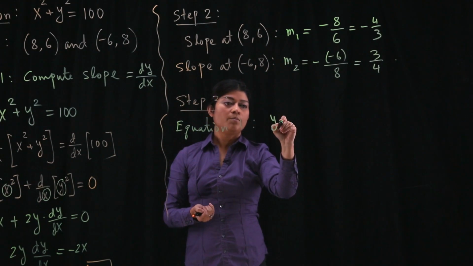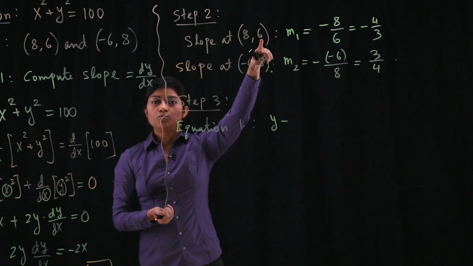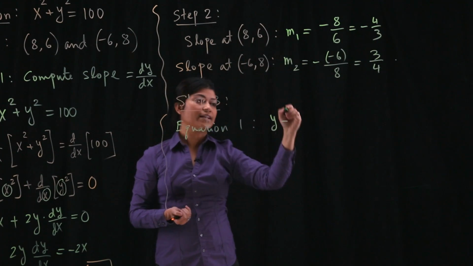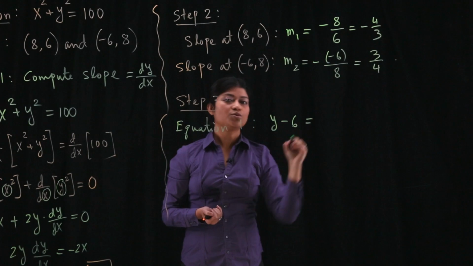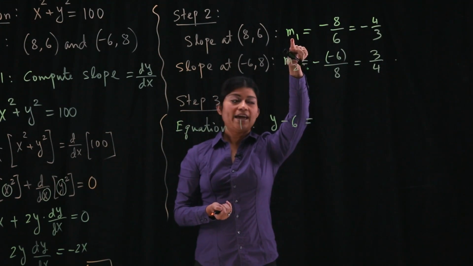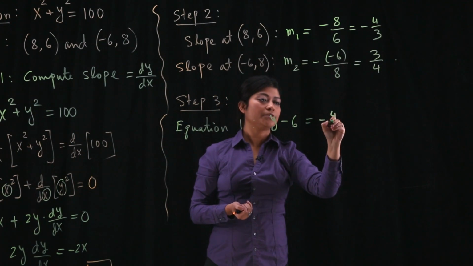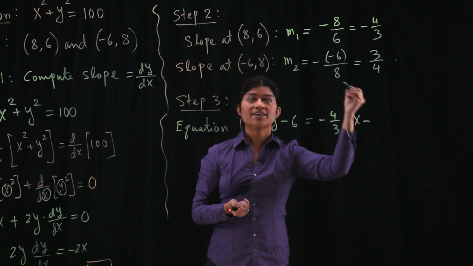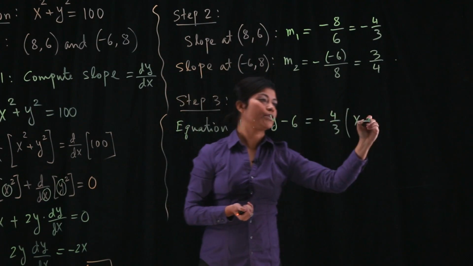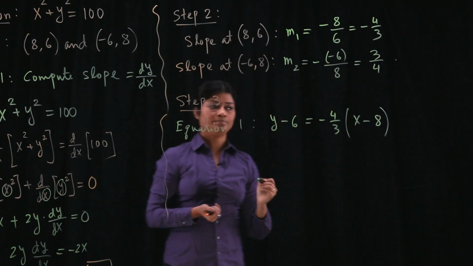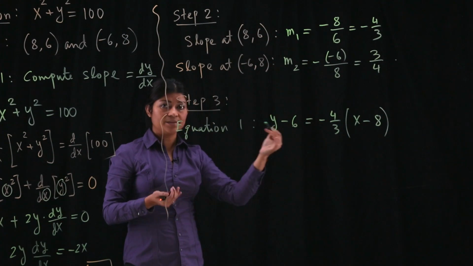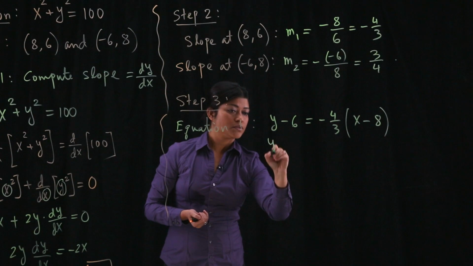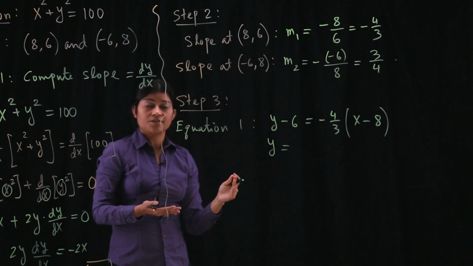It's y minus the y value that's given to you, y1, that's 6. That will be equal to slope m1, which is negative 4/3, times x minus x1, which is the x value of the point. So 8. If you want, you can simplify a little bit. So let's write it in explicit form.